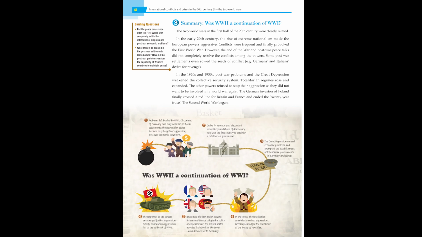5. Responses of other major powers. Britain and France adopted a policy of appeasement. The United States adopted isolationism. The Soviet Union drew closer to Germany. 6. The responses of the powers encouraged further aggressions. Finally, continuous aggressions led to the outbreak of the Second World War.